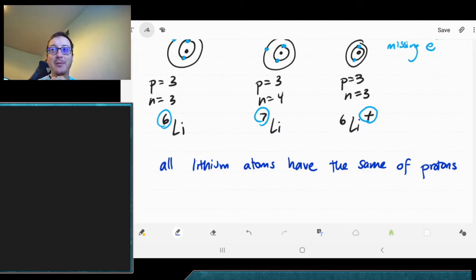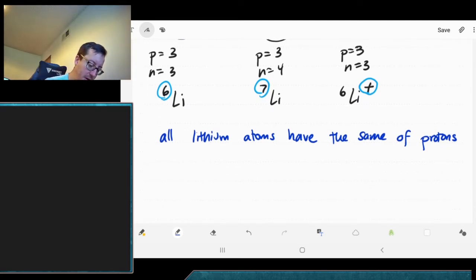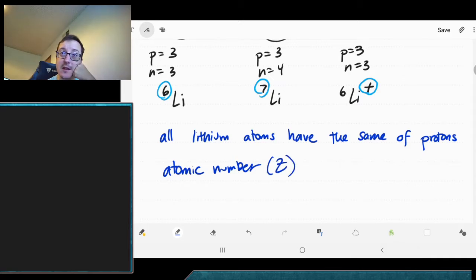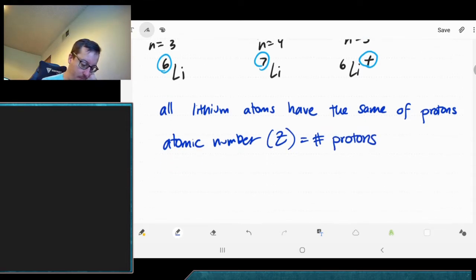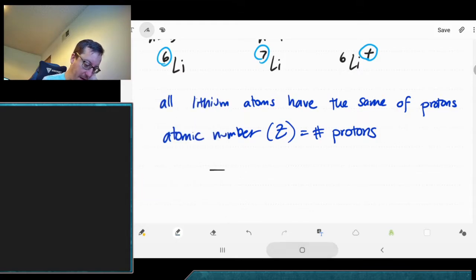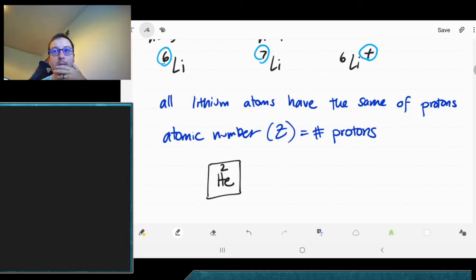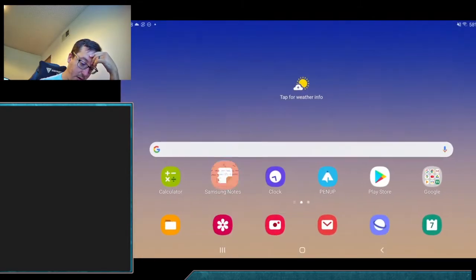We have a term called the atomic number, given by the letter Z, which is equal to your number of protons. And if we take a look at any periodic table, let's say we're looking at helium, we're going to see that helium, in fact, here, let's switch over to our periodic table.